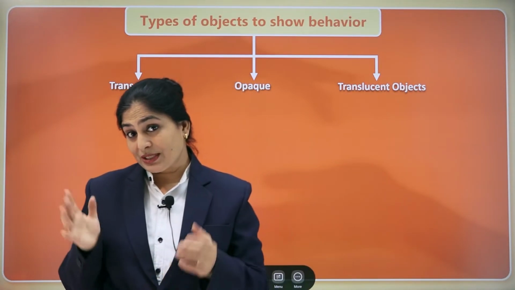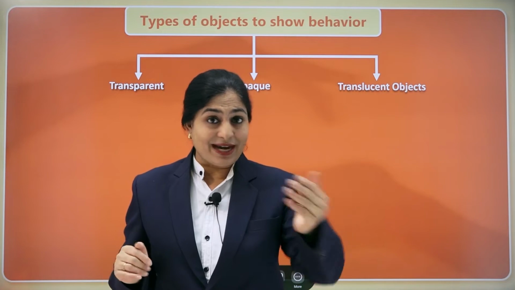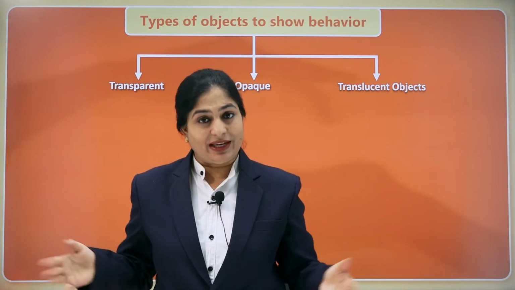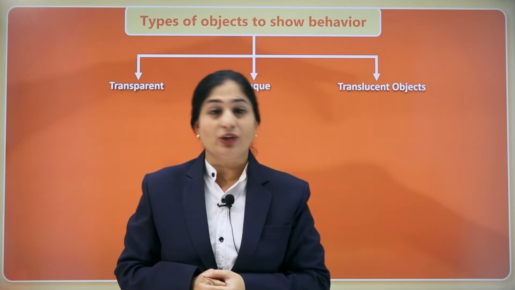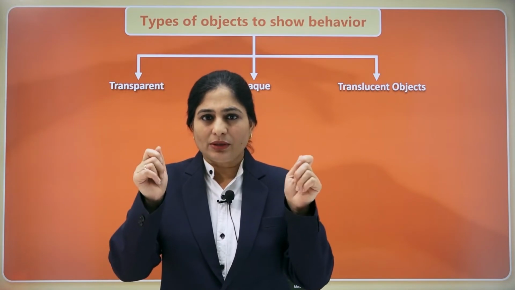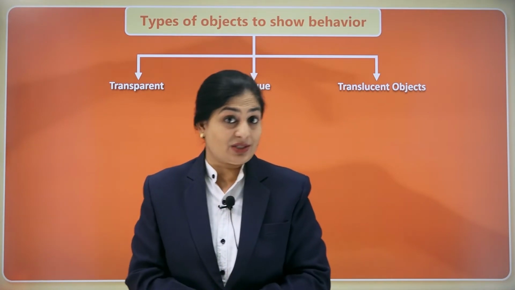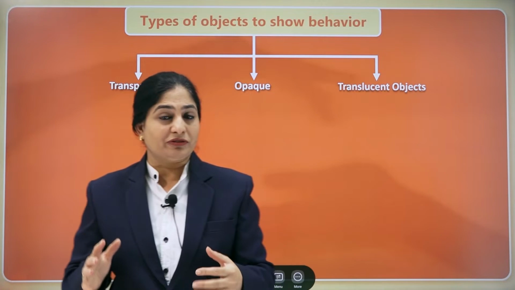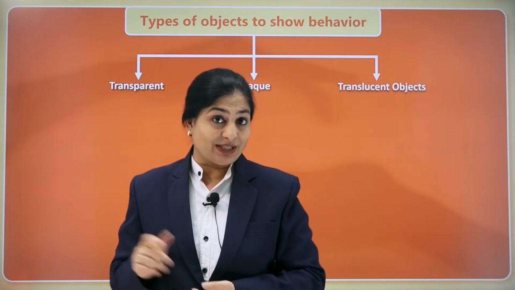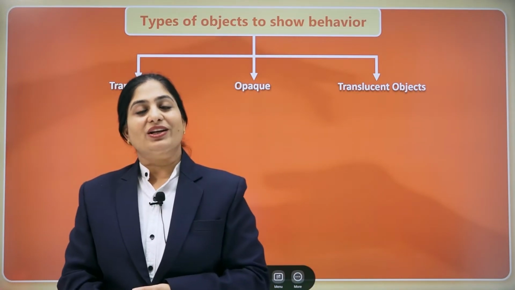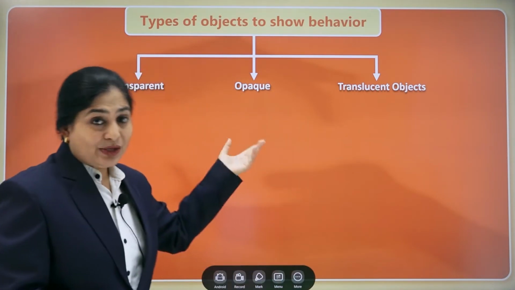But if I tell you to see the other side of a wall without any hole or partition, can you see the other side? We cannot see. Suppose I give you butter paper and ask what is going on the other side. You'll say, yes, we can see something blurry on the other side, but we cannot see clearly. So, on the basis of seeing an object on the other side of that screen, we have three major categories, namely transparent, translucent and opaque objects.